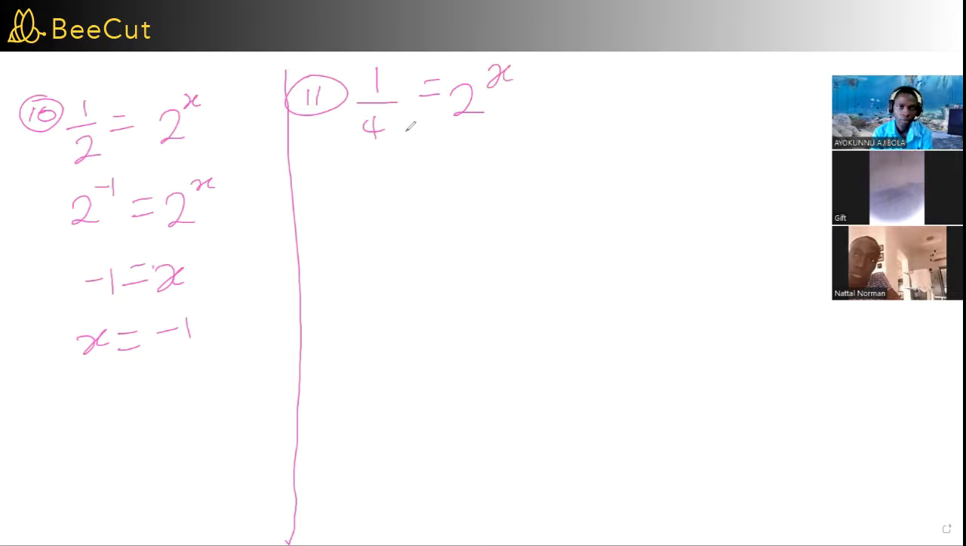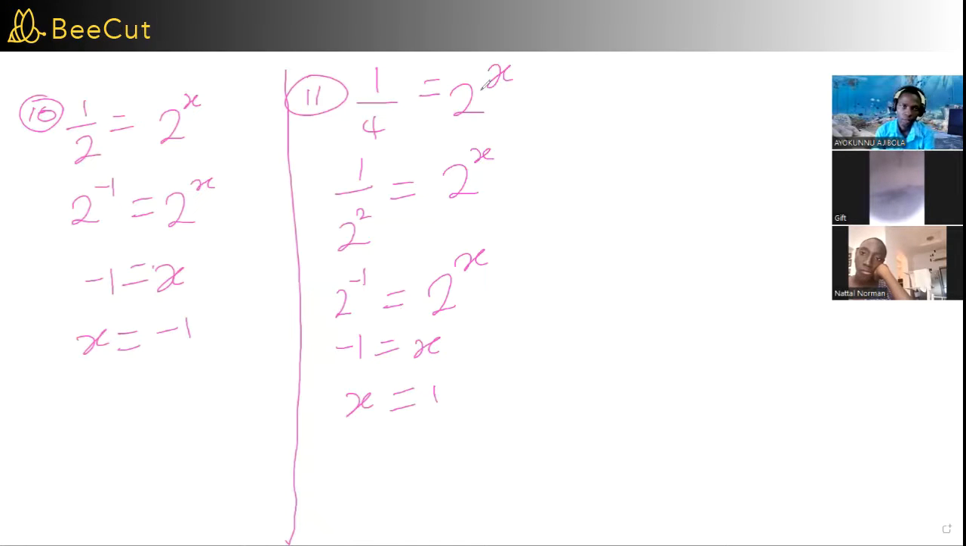So if I say 1 over 4 equals, then you know that 2 is a factor of 4. So we can replace this with 2 raised to power 2. So 1 over 2 squared equal to 2 raised to power x. And from what we explained before, when you say 1 over, it means minus that power. So I have 2 raised to power negative 1 equals 2 raised to power x. Since 2 is 2, then negative 1 is x. So x equals minus 1.